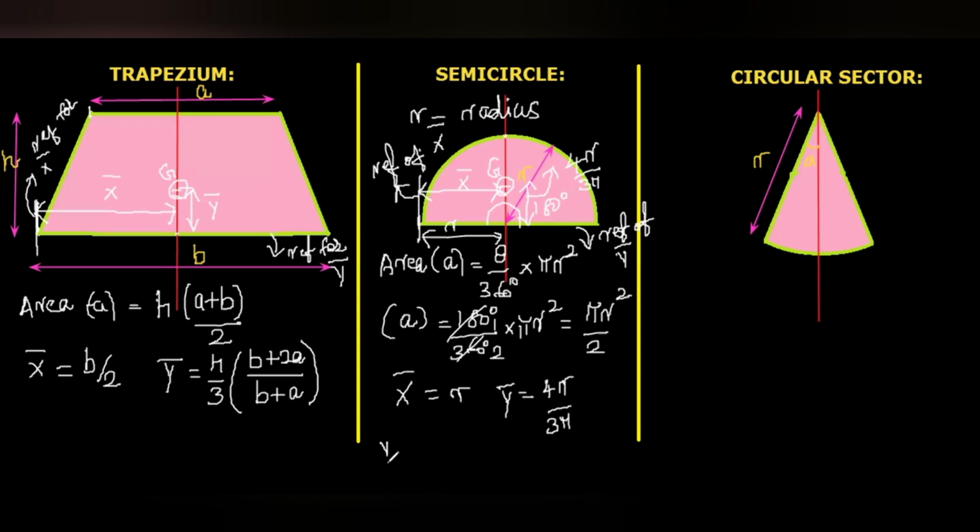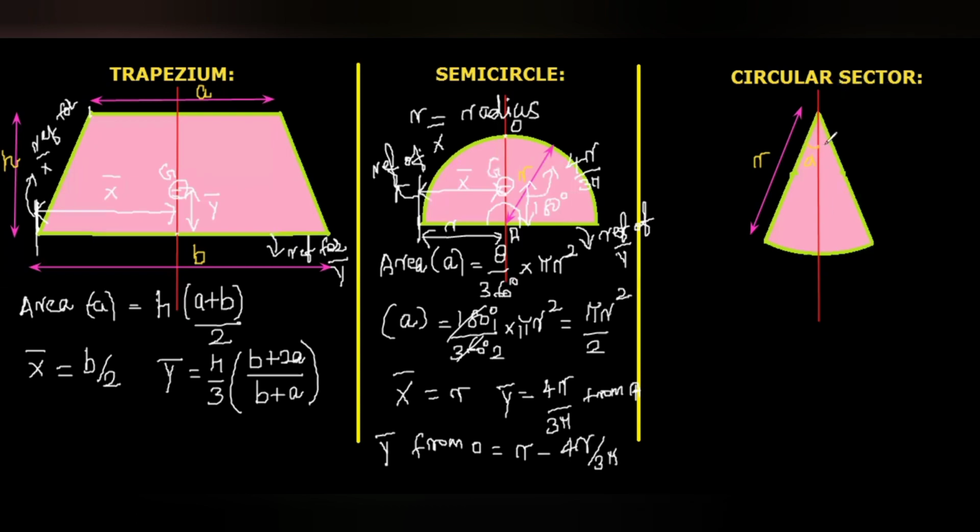If you need to measure y bar from this point O, if you take it from O, here I just marked this point as A, then this is from A. This one is y bar from O, or minus 4r by 3 pi. This also we will sometimes use.